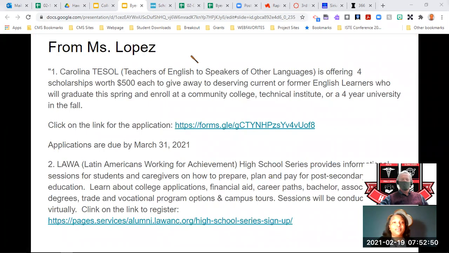From Miss Lopez, she found some money for you guys, for the students. Carolina TESOL, which is the Teachers of English to Speakers of Other Languages, is offering 4 scholarships worth $500 each to give away to deserving current or former English learners who will graduate this spring and enroll at a community college, technical institute, or a 4-year university in the fall. The link will be live on the scroll. Applications are due by March 31st.